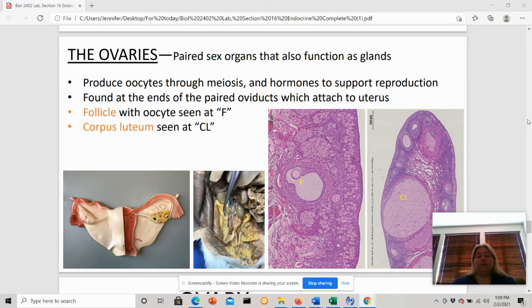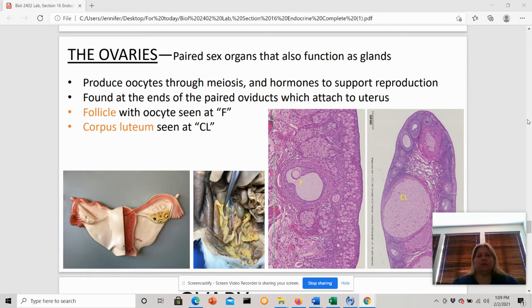So we're still talking about the endocrine system, and we moved on to the ovaries. And the ovaries are paired sex organs found in genetic females. They also function as glands, and they produce oocytes through meiosis. And we're going to talk about what meiosis is a little bit later in the semester.